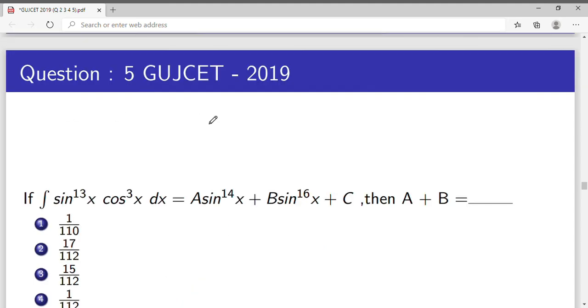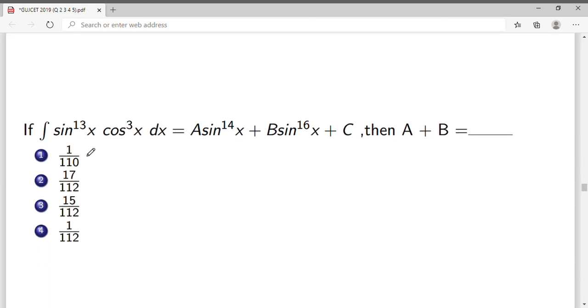Question number 5, Gujcet 2019. If integral of sin raised to 13x cos cube x dx equal to a sin raised to 14x plus b sin raised to 16x plus c, then a plus b equal to blank. First option is 1 upon 110, second option is 17 upon 112, third option is 15 upon 112, and last option is 1 upon 112.